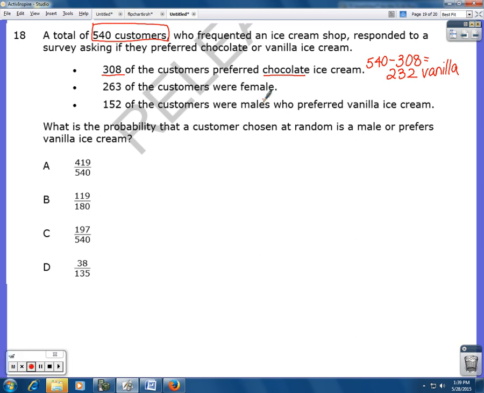263 of the customers were female. So that means if I take the total and subtract the females, I'm going to get the number of males. So I'm using the data that they gave me to get more information. 152 of the customers were males who preferred vanilla. So that means if I take all the males, which were 277, and I subtract out the males who liked vanilla, it's going to give me the males who liked chocolate.